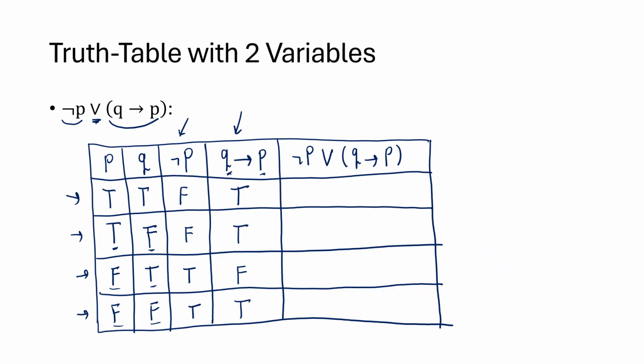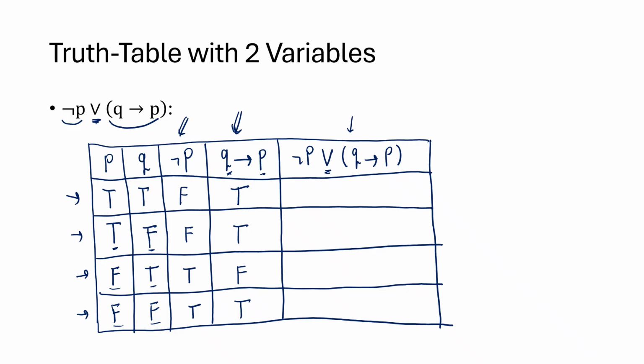Now we are ready to complete the truth table by evaluating the truth value of our actual formula, which is not P or if Q, then P. Now this is a disjunction, and to know the truth value of a disjunction, we need to know the truth value of the left side and the right side, but we already know that by looking at this column and this column, right?